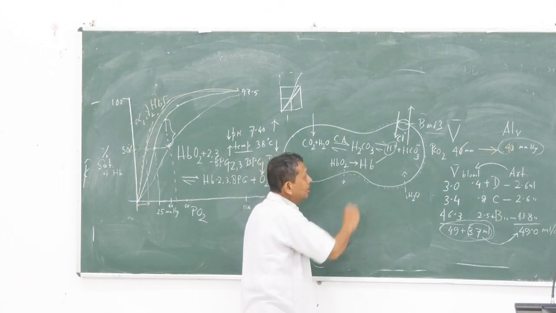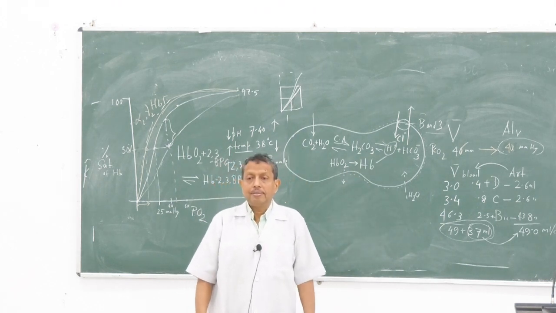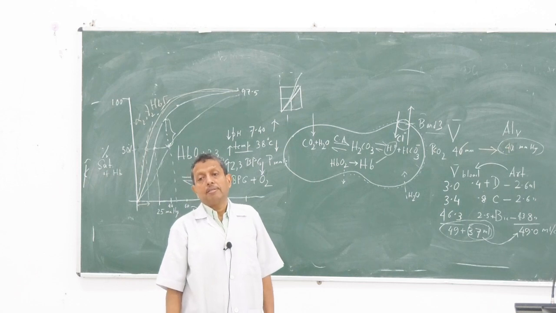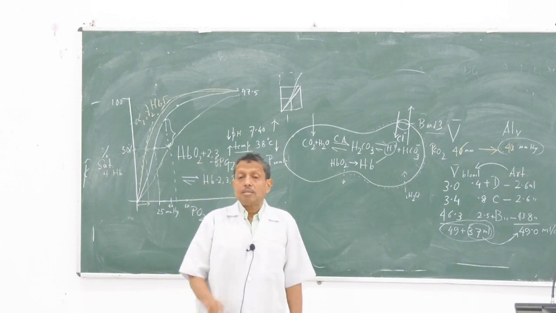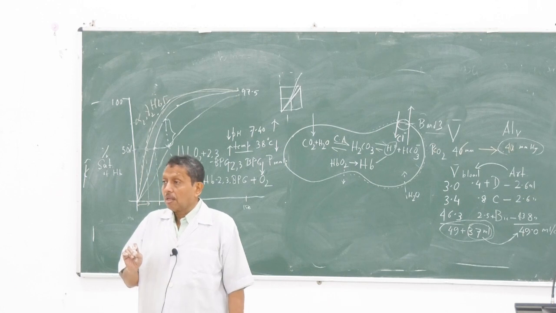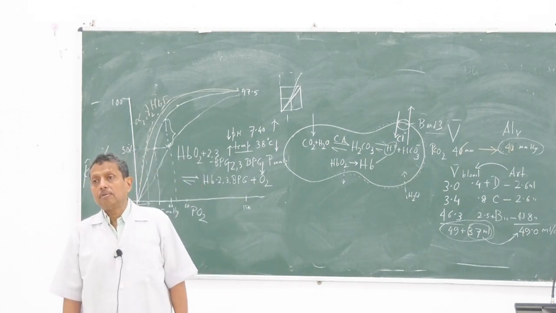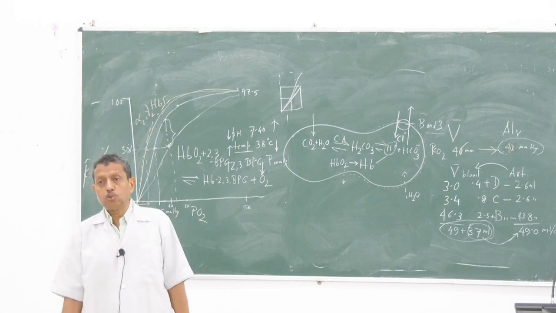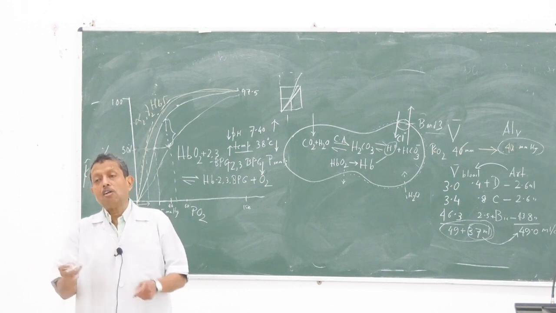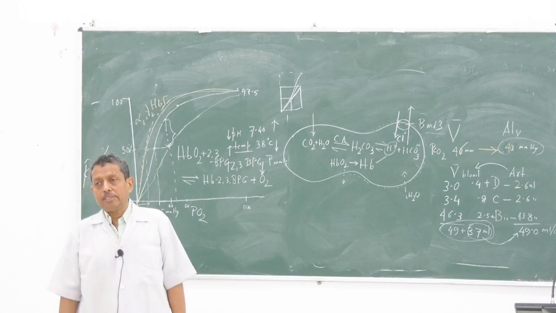And this hemoglobin is an important buffer, through the histidine molecules, which I discussed another day. What is the role of hemoglobin as a buffer? I think you have gone through this. There is no major pH change in this case, only a little.